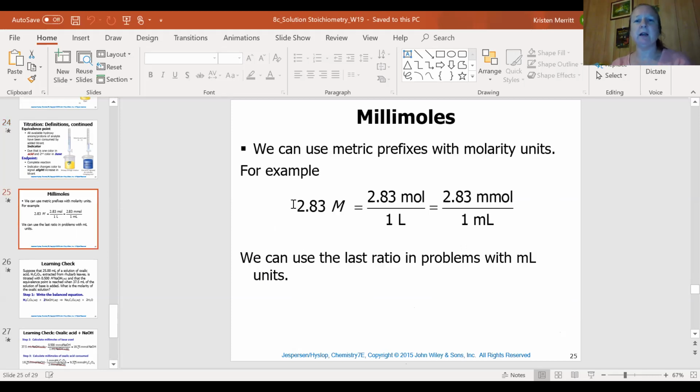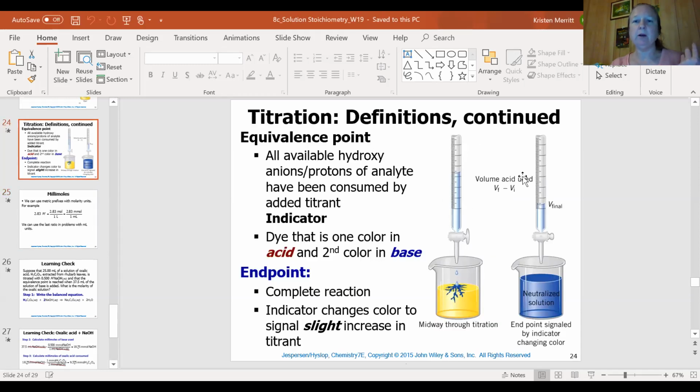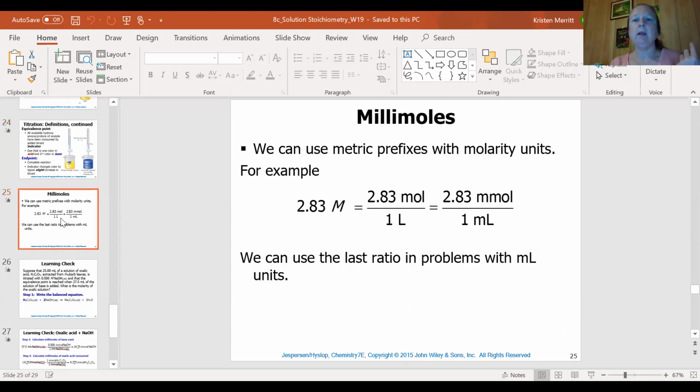This is just a little aside because we're using milliliters here. When you're doing moles or molar, if you want to use milliliters, if you use the milli on the top and the bottom, let me go back to the board a minute, see if I can say this where it makes sense. But if it's confusing, don't do this.